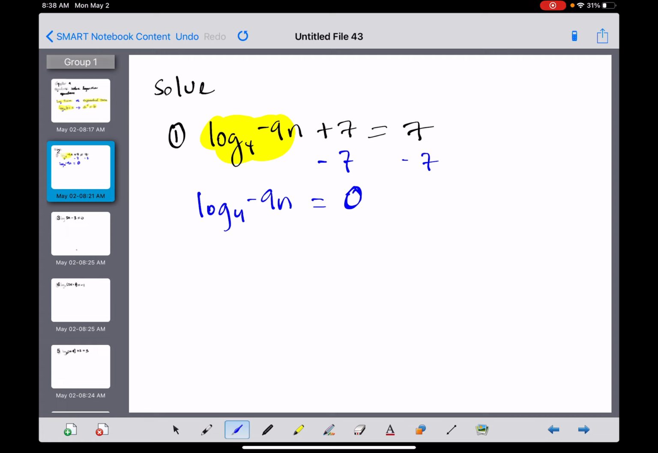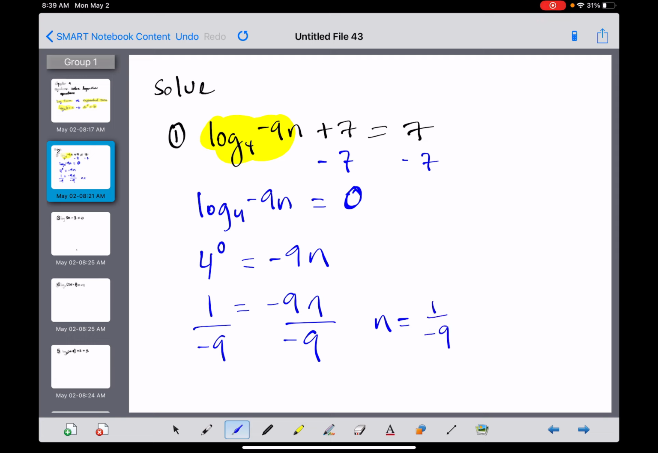And then we're going to convert this to exponential form, okay? So in exponential form, it's going to be 4 to the 0 equal to negative 9n. Every time you get log by itself, the next step is exponential form. Then we're going to solve the equation for the letter n. So 4 to the 0 is 1, and then negative 9n. Divide both sides by negative 9, and then n is equal to 1 over negative 9. And this is our answer.